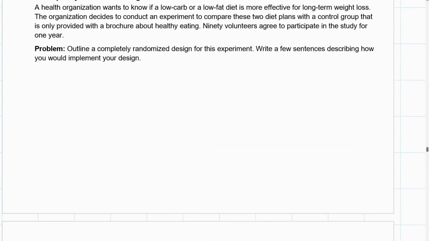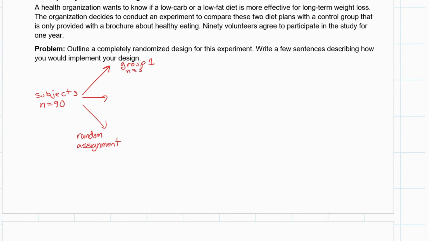So we have subjects. And by the way, it's traditional that we say how many are in each group. So we start off with 90 subjects. We're going to break the subjects into 3 groups, and we'll say we're going to do this using random assignment. We're going to get group 1, and that has 30 people. We're going to have group 2, and that's going to have 30 people. And then we're going to have group 3, and that's going to have 30 people.